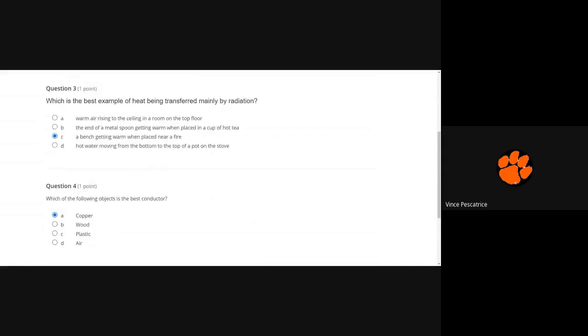All right, Kadeem, you asked about question 3, the bench getting placed near a warm fire. It is transferring heat without touching it and without the circulation of a fluid. So water or air is not circulating. All right, the last one you can ignore because it says hot water. You know right away, water is not transferred by radiation.